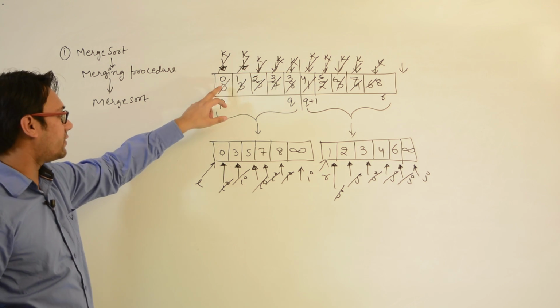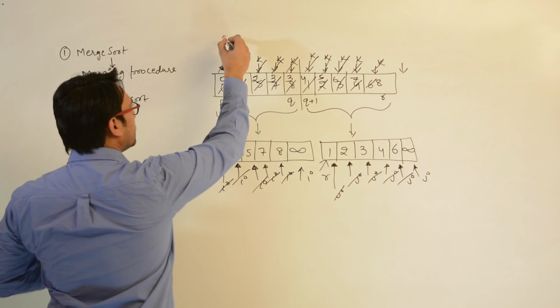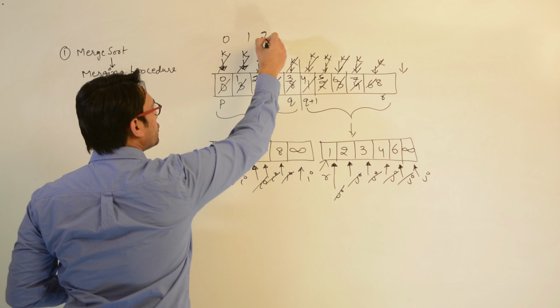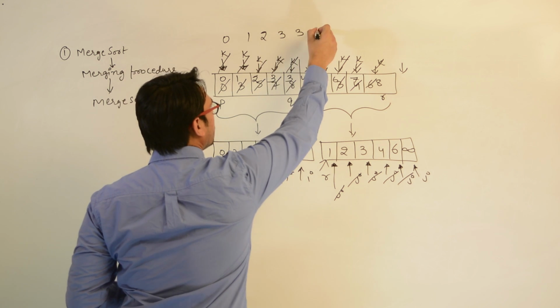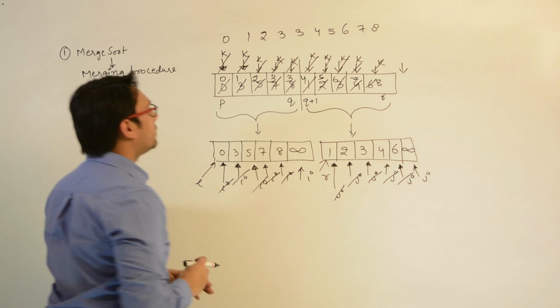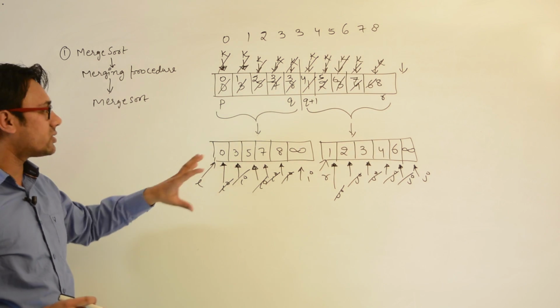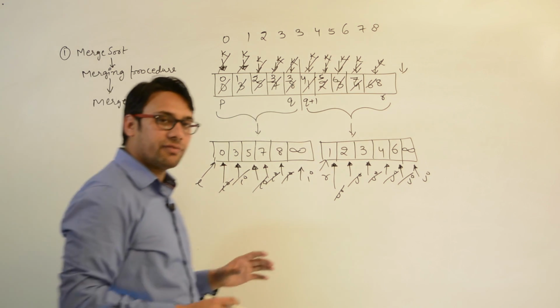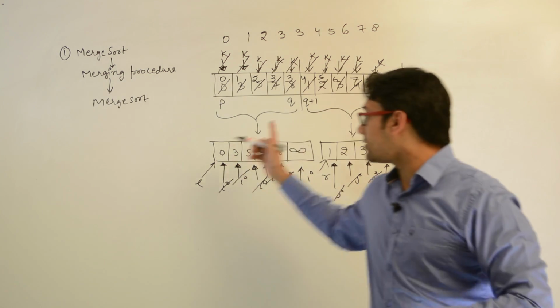Now after this complete case, you can see all this data, which is this complete array, is in sorted position. We have the data array as 0, 1, 2, 3, 3, 4, 5, 6, 7, 8. Now you can see this complete data is already sorted. So this was the merging procedure. Now let us see how we can write a program to perform this merging procedure.